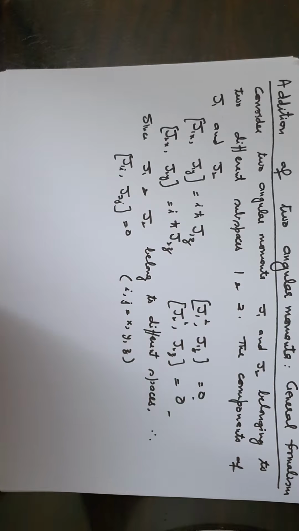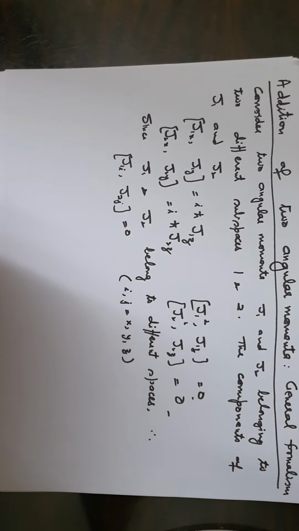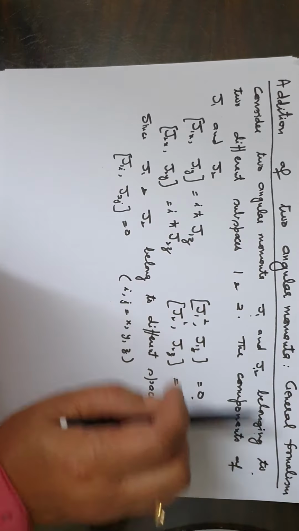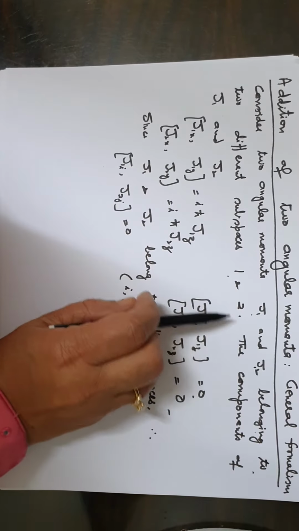Our today's talk is about the addition of two angular momenta. Let's form a general formalism. Consider two angular momenta J1 and J2 which belong to two different subspaces 1 and 2.